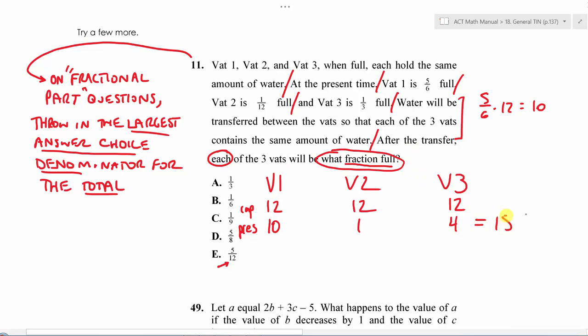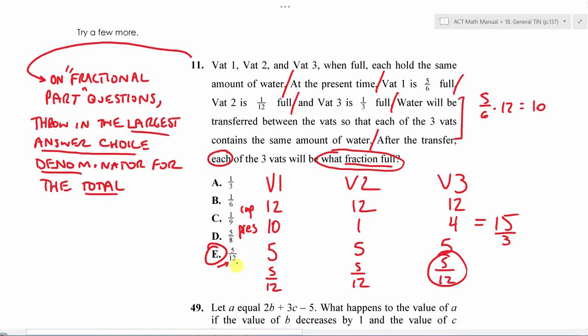Well, there's 15 gallons right now. So if we put the same amount in each of these 3 vats, each of them is going to get 5 gallons. And now finally, the question is asking, what fraction full will each of the 3 vats be? Well, this one is 5 out of its total capacity 12, 5 out of 12, 5 out of 12. That should be our answer. So we get E. Now, there's a couple of notes.